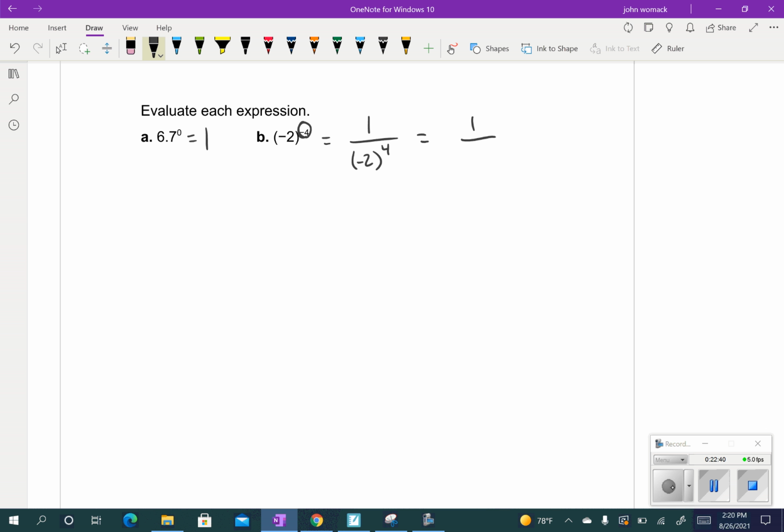Well, I can work that out. That's 1 over negative 2 times negative 2 times negative 2 times negative 2. Those two together give me 4. Those give me 4. Times them together, I think we end up with 16. So 1 over 16.